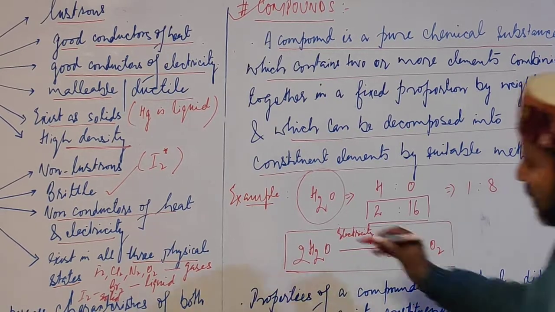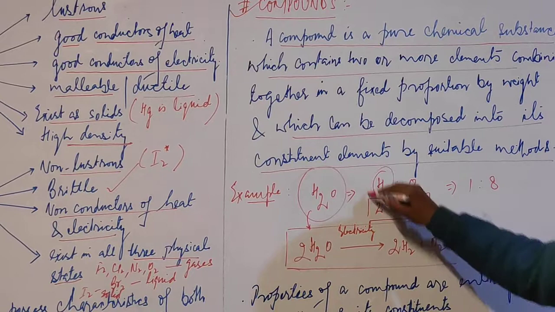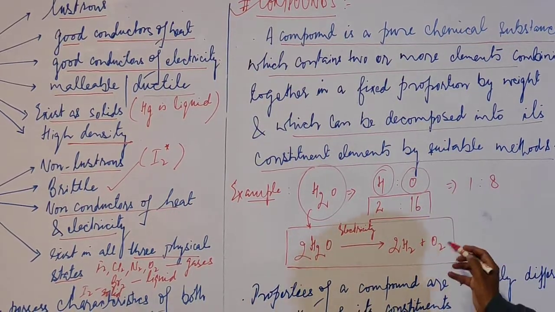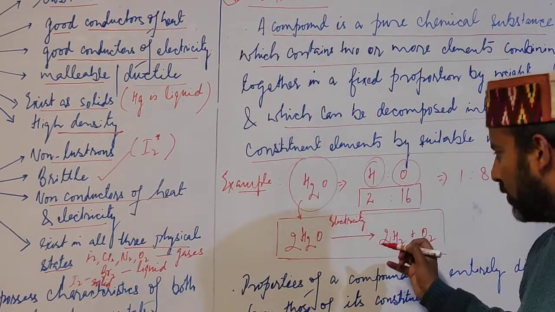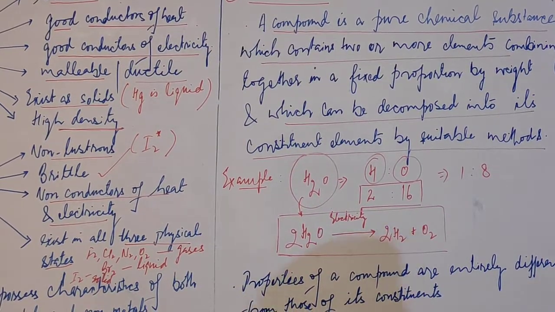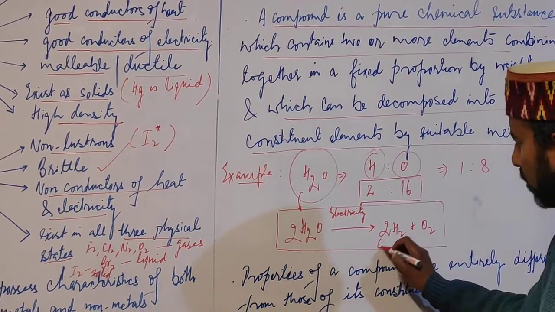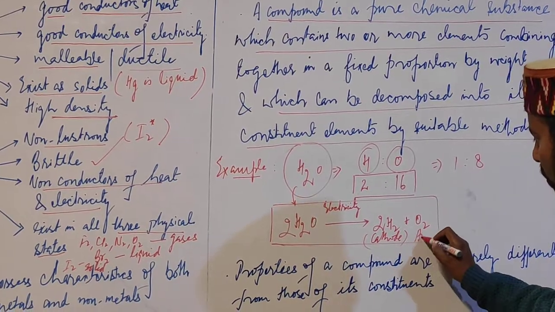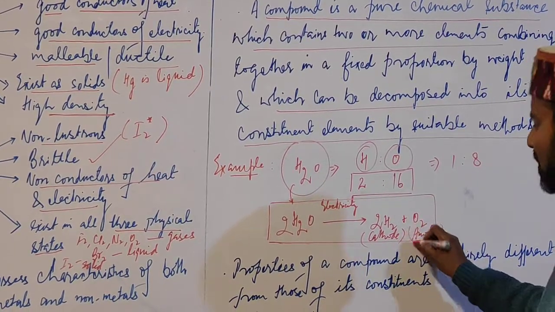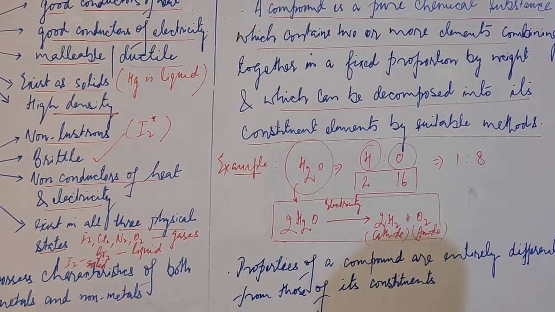And one more thing, students, water can be decomposed into its constituent elements hydrogen and oxygen through what? Electrolysis. And you have learned this in 9th standard also, that when we electrolyze water, at cathode hydrogen is liberated and at anode oxygen is liberated. So that means a compound can be decomposed into its constituent elements.